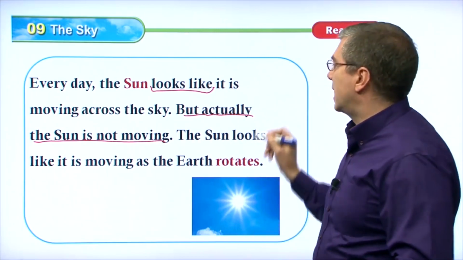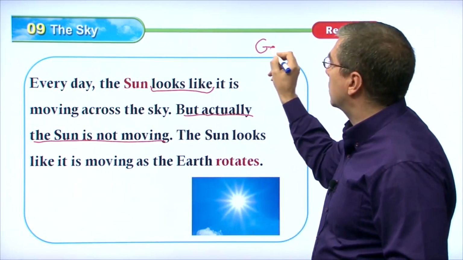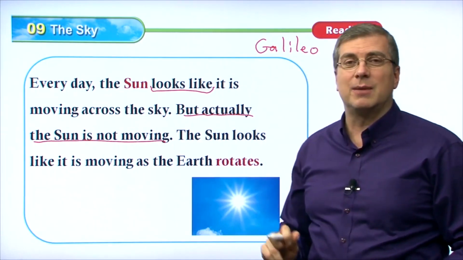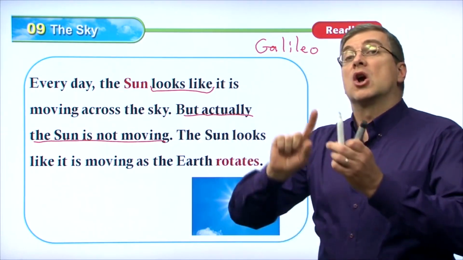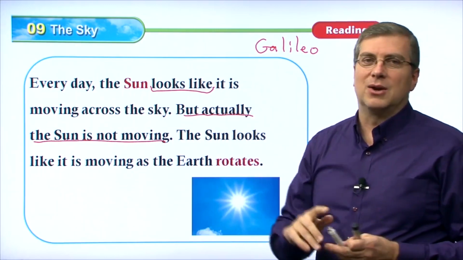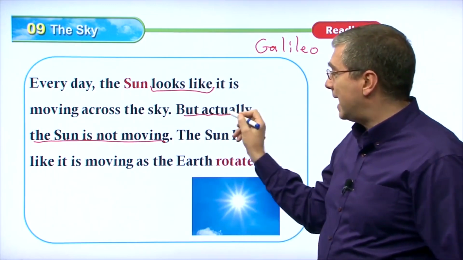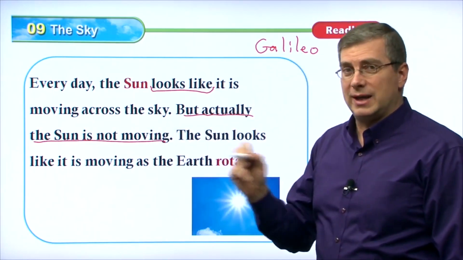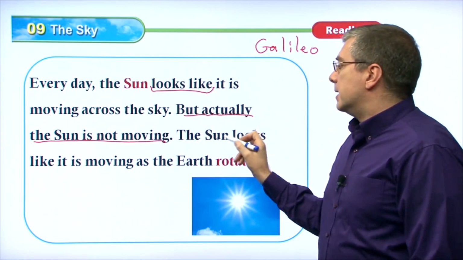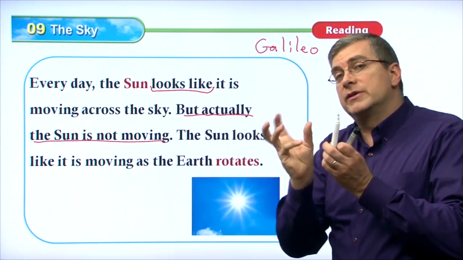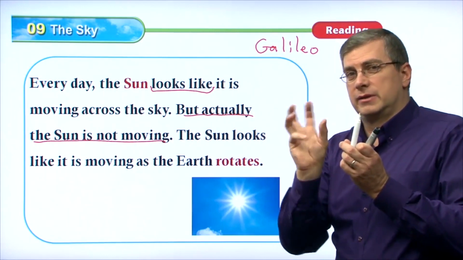It wasn't until a scientist named Galileo, an Italian scientist, came along and said, no, the earth is moving around the sun, not the sun moving around the earth. So that's interesting. Actually, the sun is not moving. Galileo was the one who showed that to everybody else. The sun looks like it's moving as the earth rotates. The earth is moving, so it rotates like this.